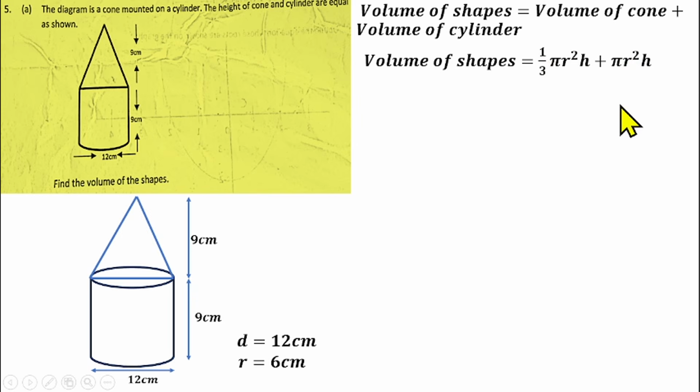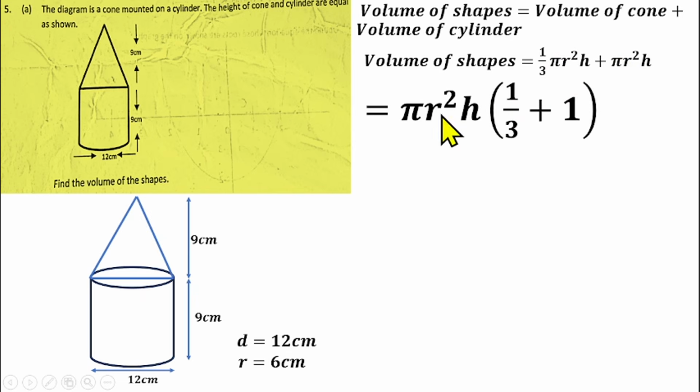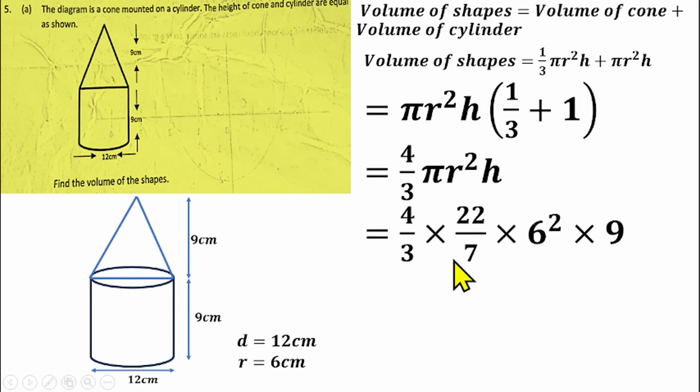From there we can factorize. One of these plus 1/3 of this. So you can do that by factorizing. We'll be having pi r square h into 1/3 plus 1, and that should give us 4/3 pi r square h. So you can now substitute the value of pi, radius, and h, since they have the same height, which is 9. That will give us 4/3 times 22/7 times 6 squared times 9. The h here are the same thing. That's why we are able to factorize h.